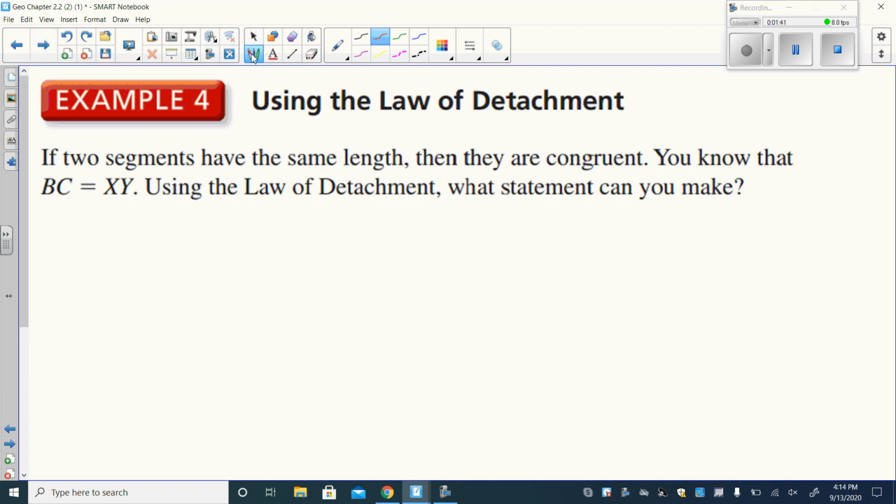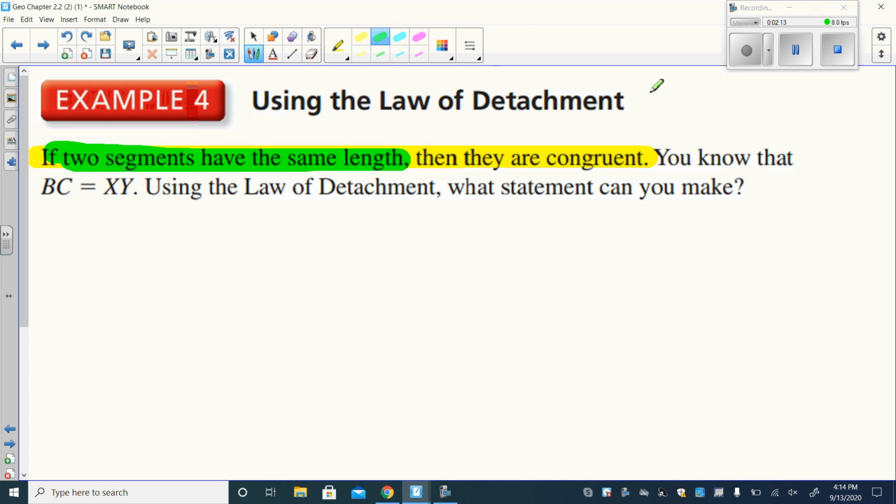Now, the first thing we're going to look at is law of detachment. Law of detachment is pretty much if the hypothesis is true, then the conclusion is also true. So our first main statement is this here. If two line segments have the same length, then they are congruent. So if the hypothesis is true, then the conclusion must also be true. So our hypothesis is what? Two segments have the same length.